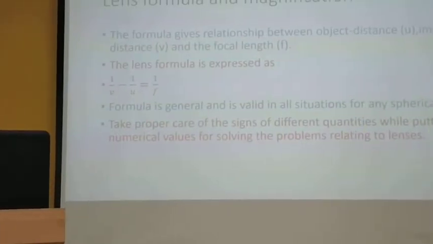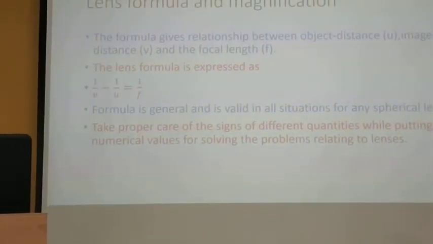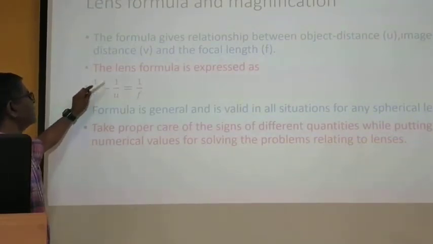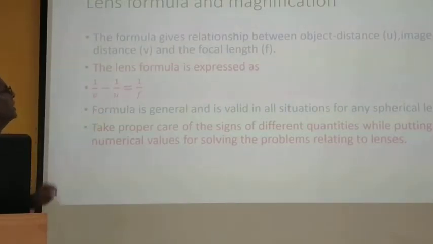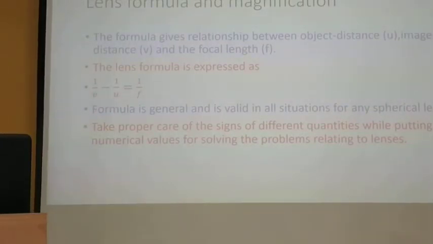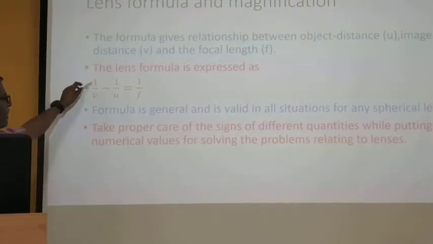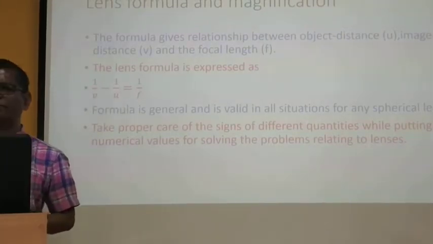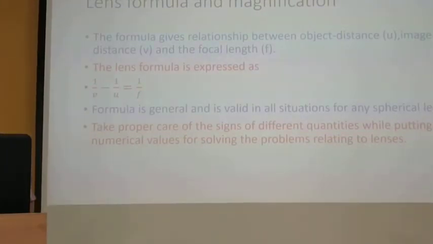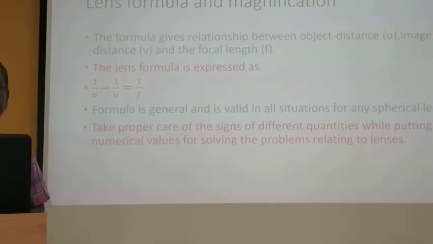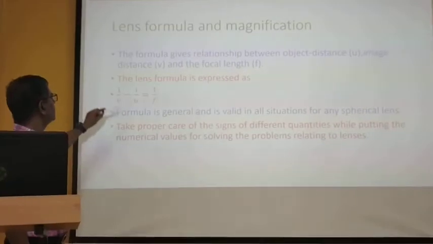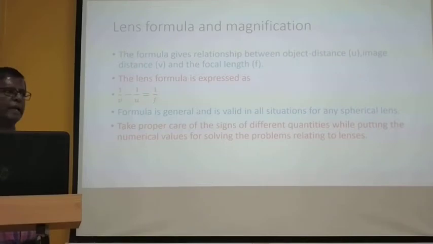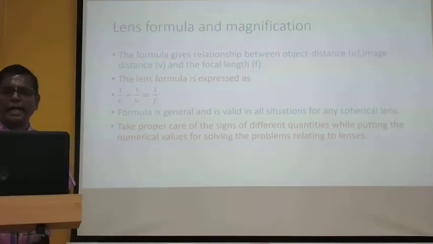The formula for the lens also is similar, except in the spherical mirror case we had 1 by v plus 1 by u is equal to 1 by f, but the lens formula is different. There is a difference: 1 by v minus 1 by u is equal to 1 by f. Again, I am not going to derive the lens formula because this is not part of your syllabus. So you need to remember the formula 1 by v minus 1 by u is equal to 1 by f, and this formula is valid for a convex lens and concave lens.